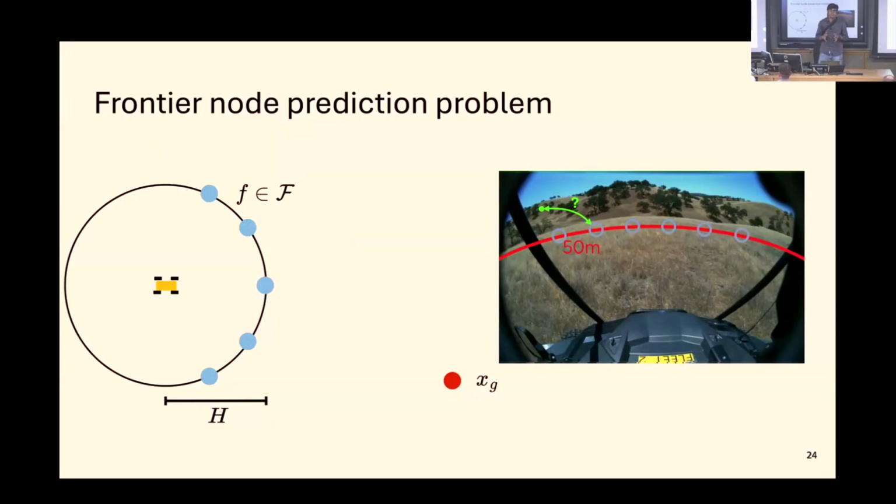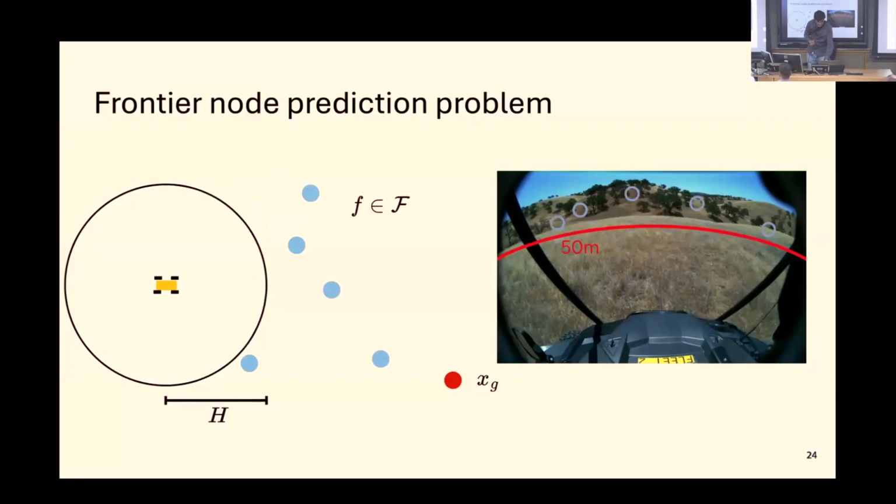But the challenge here is if you want to relate these frontiers at the edge of the cost map to very global information present in the image, it becomes challenging with less data. So instead, we change the problem and we say we want to predict these frontier nodes or frontier spaces directly in the image space.